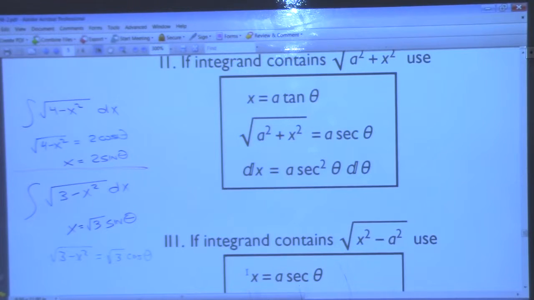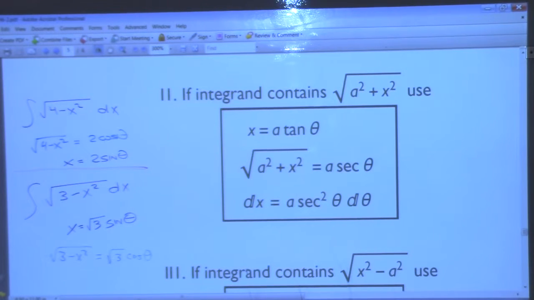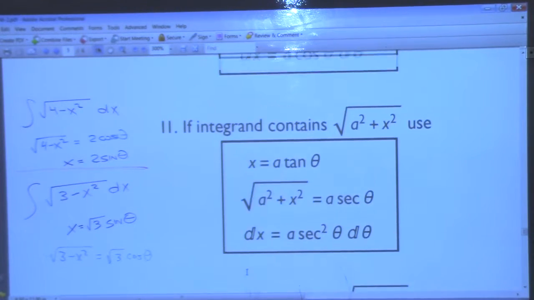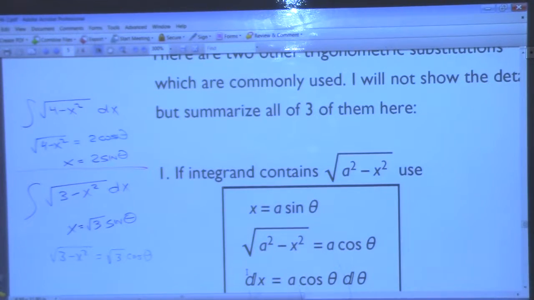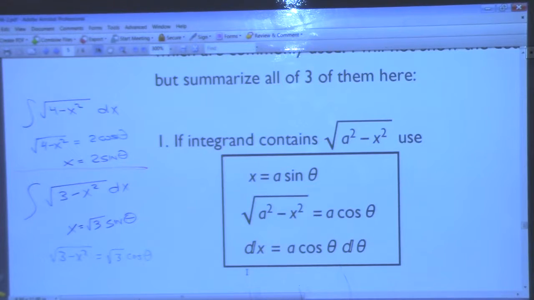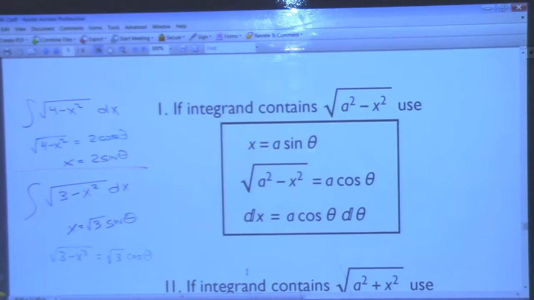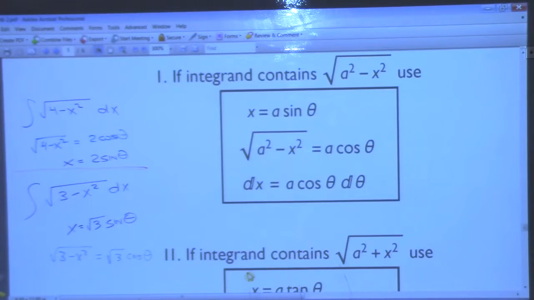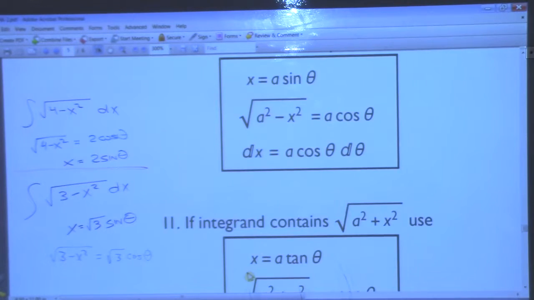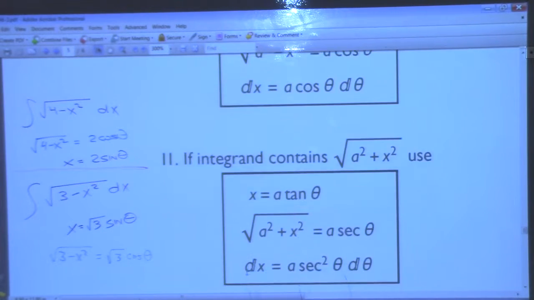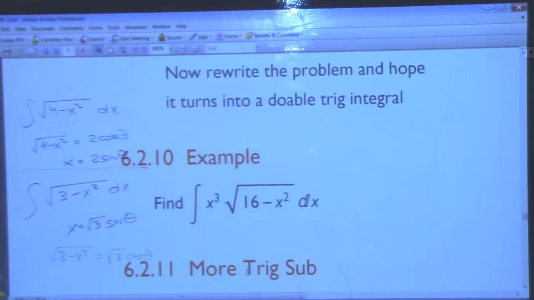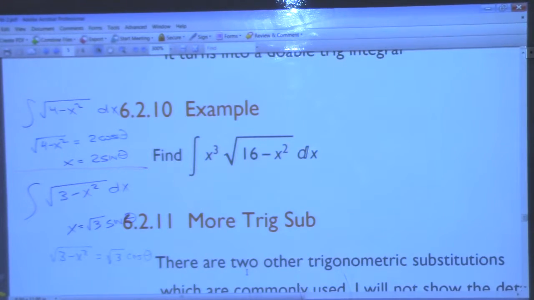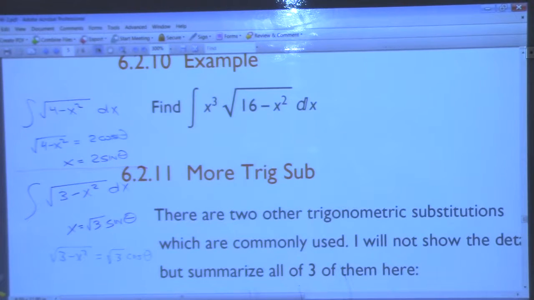I'll agree with your middle statement, which was that if you see a sum of squares, you do a tangent substitution. But a squared minus x squared and x squared minus a squared are both difference of squares. There's not really one way to distinguish one from the other than which is the variable and which is the constant. Okay, so are you ready to do an example? Let's do that one right there.